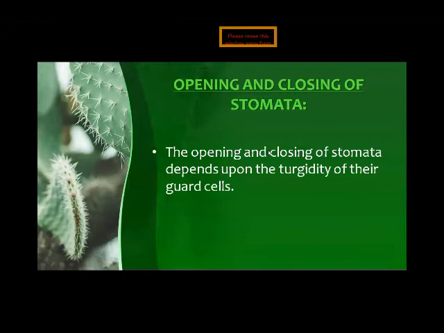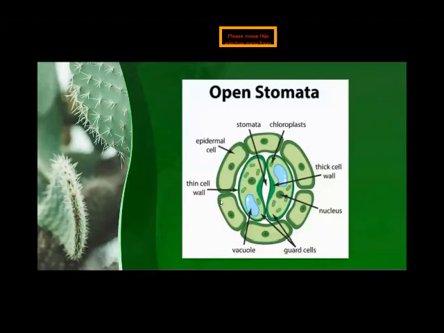But they are saying it depends upon the turgidity of their guard cells. What are guard cells? See this diagram. These are the guard cells, students. First understand the structure of guard cells. The shape of these guard cells is kidney shape, because we have two kidneys, or bean shaped. And this is the inner wall, this is the outer wall. Observe my cursor. The inner wall is thicker, it is the thick wall. The outer wall is the thin wall.